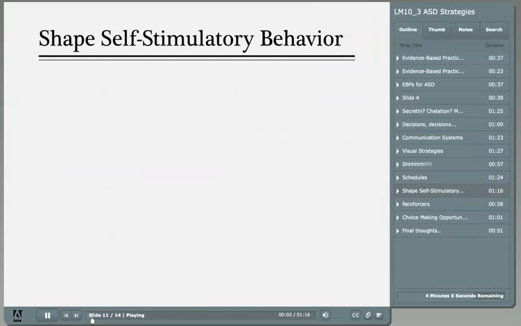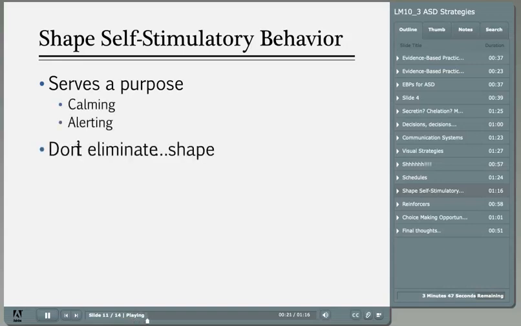Self-stimulatory behavior serves a purpose for everyone. The two main purposes of self-stimulatory behavior are calming or alerting. Oftentimes, self-stimulatory behavior is viewed as negative behavior or something to get rid of. Self-stimulatory behavior should never be extinguished. Instead, it should be shaped if necessary, and it should be given a time and a place.